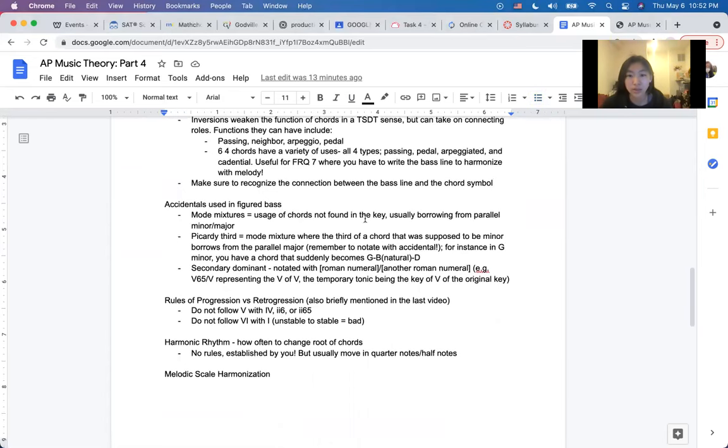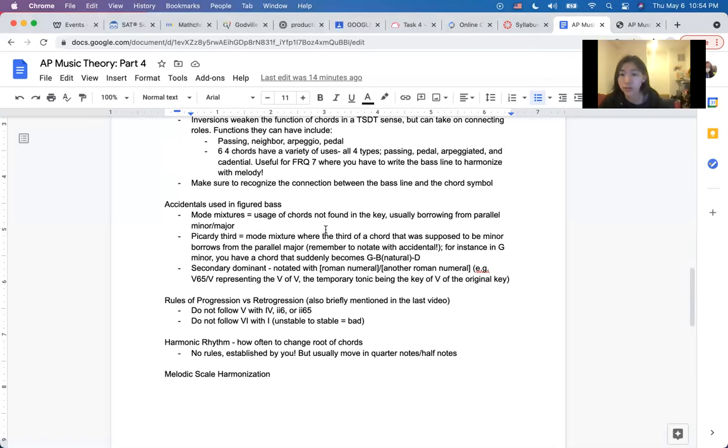So accidentals used in figured bass. This is also a pretty important concept that comes up a lot. Mode mixtures. You have the usage of chords not found in the key that you're in, usually borrowing from some parallel major or minor. So here we have the Picardy third, which is when the third of a chord that you have was supposed to be minor, but then it borrows from its parallel major. Remember what parallel major means is that, for example, you have D minor and D major. They are keys that begin with the same note. Those are just parallel keys, so remember that.